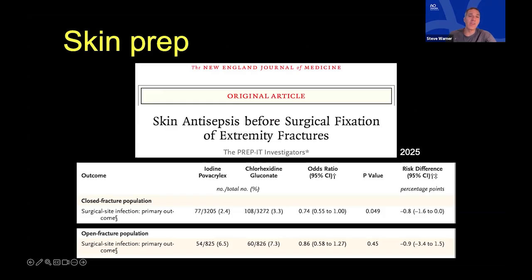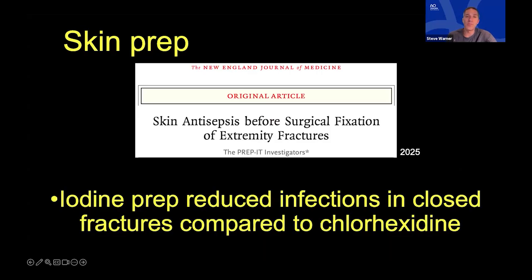As we can see from one aspect of these results, looking at the infection in both the closed and open fractures, in the closed fracture group, the use of the iodine prep led to fewer infections compared to the chlorhexidine group. Looking at the open fracture group, there was no difference between these two preps. So I think one thing that we can take away from this is that iodine prep reduced infections in closed fractures compared to chlorhexidine. So potentially one intervention we can use to help minimize fracture-related infections, especially in closed fractures.